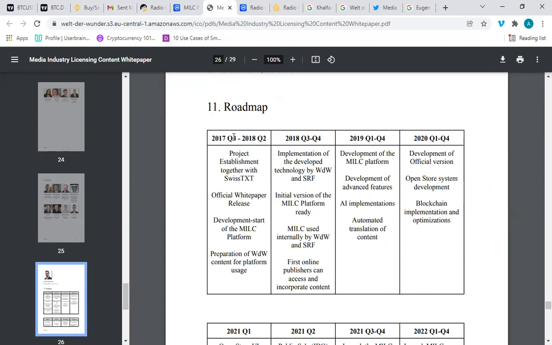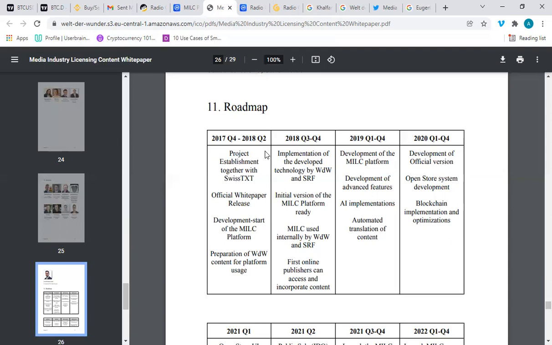So you can see 2017 quarter four to 2018 quarter two. Quarter four means, in a year we have 12 months, so 3/12 is a quarter. Yes, 3/12 is a quarter.